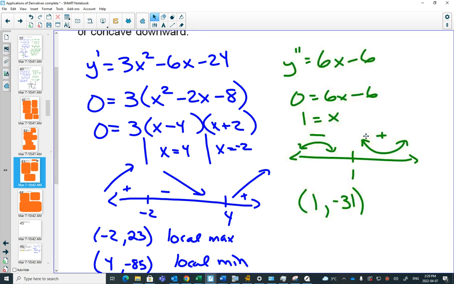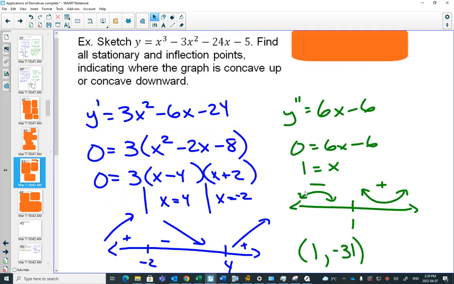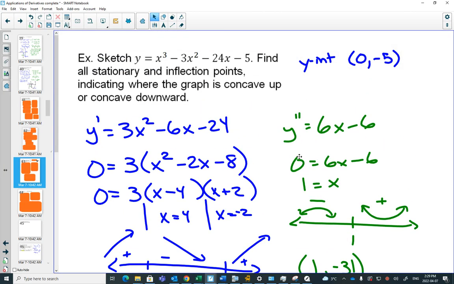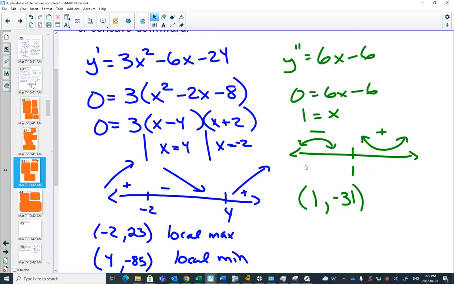Let's go. How'd you do? 1, -31. So you have your local max, you have your local min. Another point you could find is your y-intercept really easily by plugging in 0 for x. And then it's just a matter of, can you take those things and put them onto your graph?